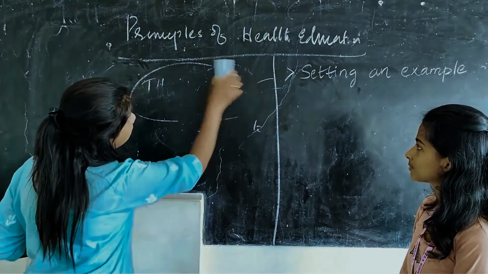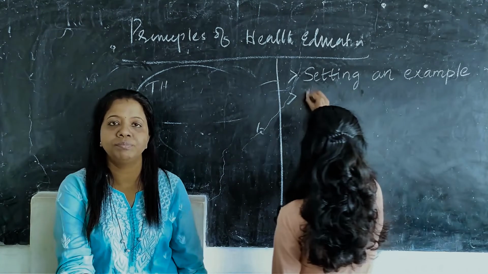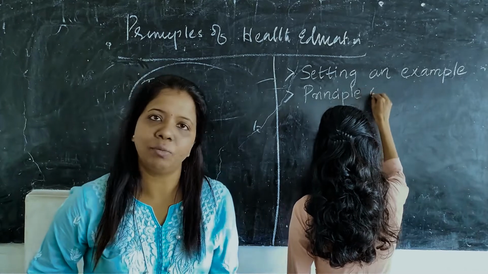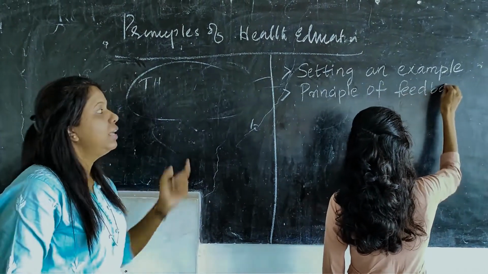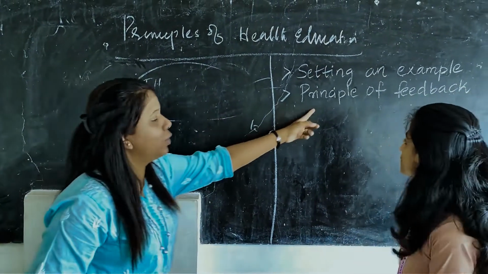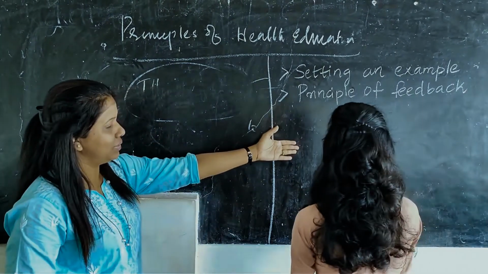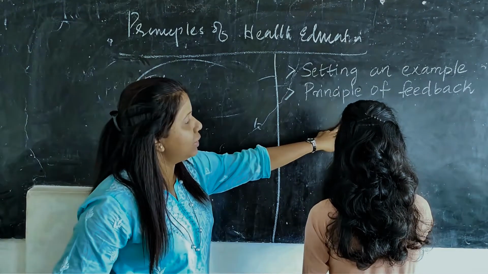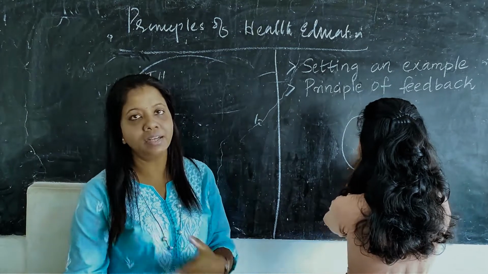The seventh principle would be the principle of feedback. What do you mean by feedback? You might have heard about feedback in CET, communication or educational technology, when we study the model of communication, the circle of communication. Can you just draw it for me? Like sender, message, receiver, then channel, then feedback.